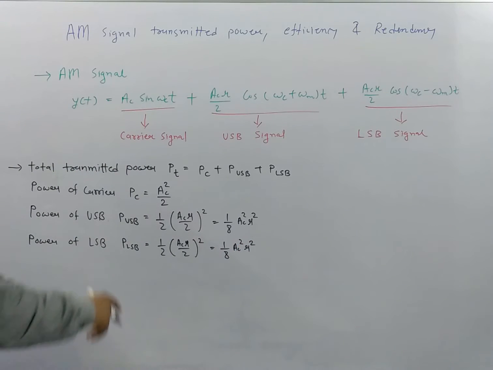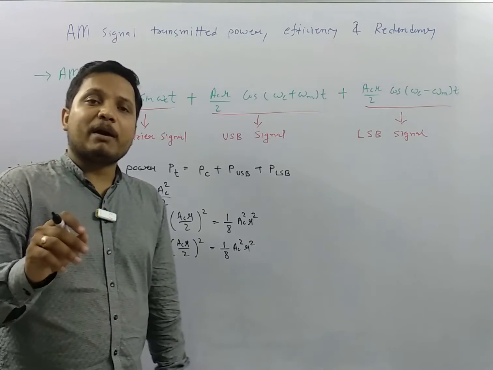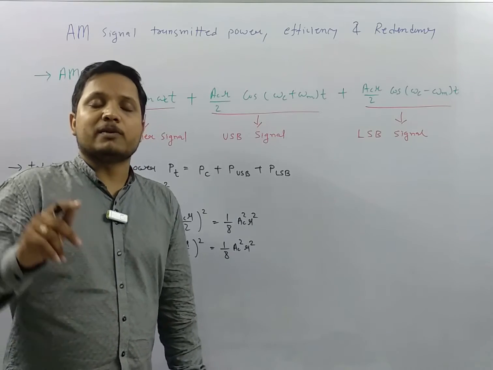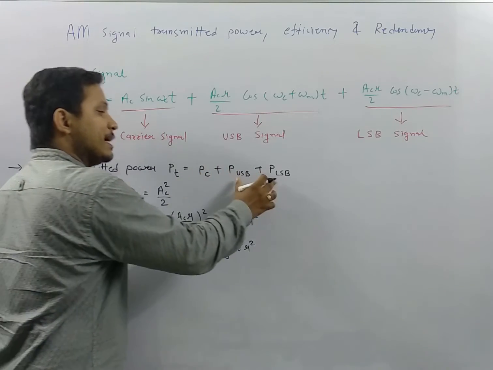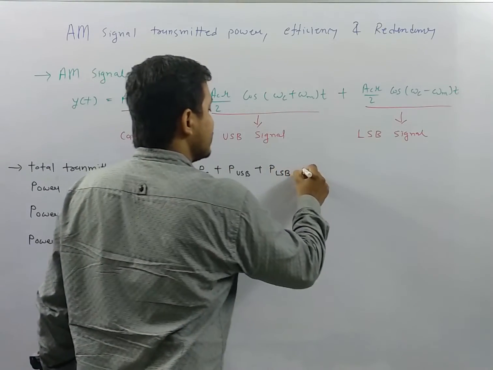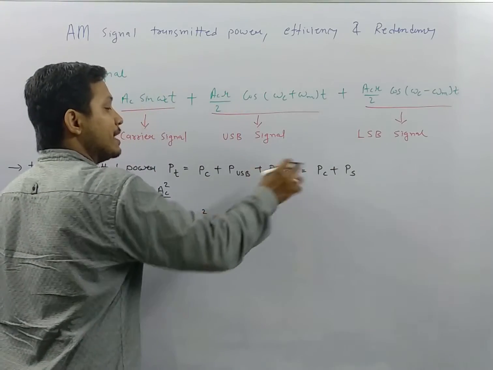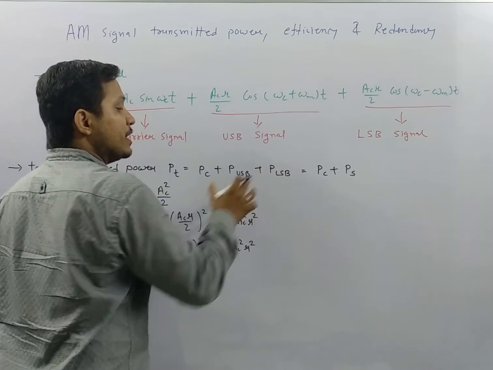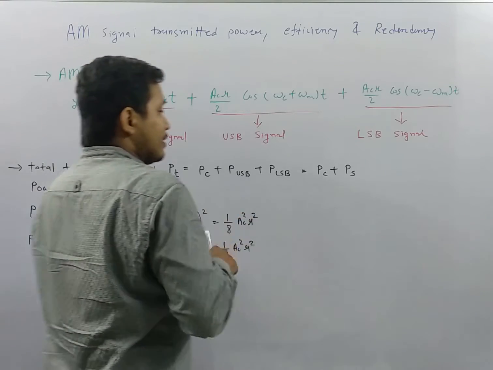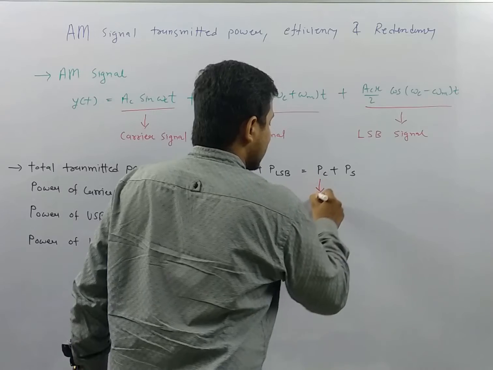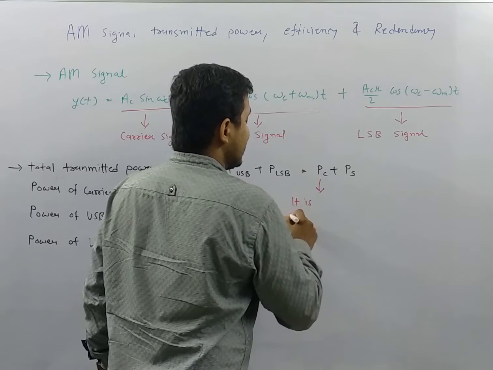Now see here, sideband power is carrying information, carrier power is not carrying any information. So whenever you see transmitted power, that is addition of carrier power plus sideband power. In short, I can say this is carrier power plus Ps, meaning sideband power. That Ps is power of USB plus power of LSB. Where this carrier power is redundancy.